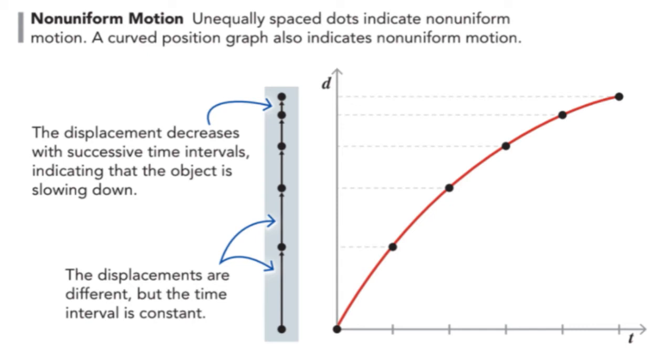Once again, we rotate that dot diagram and we can create a graph of position as a function of time. The unequally spaced dots indicate this non-uniform motion, and that results in a curved position graph as indicated here on the picture. So you can see that the displacement is decreasing with successive time intervals, indicating that the object is slowing down.